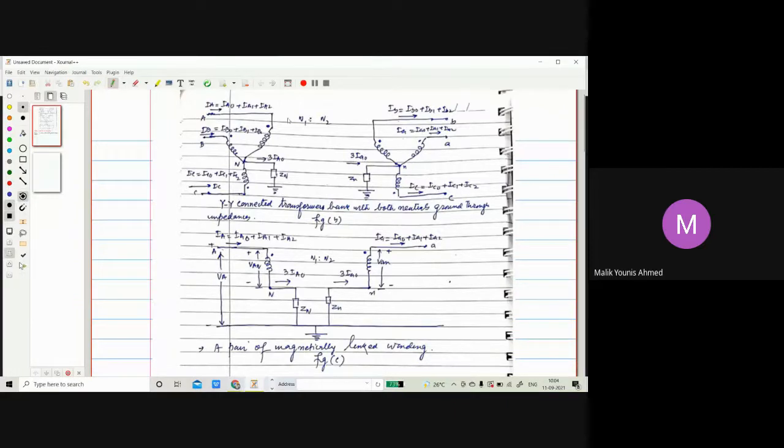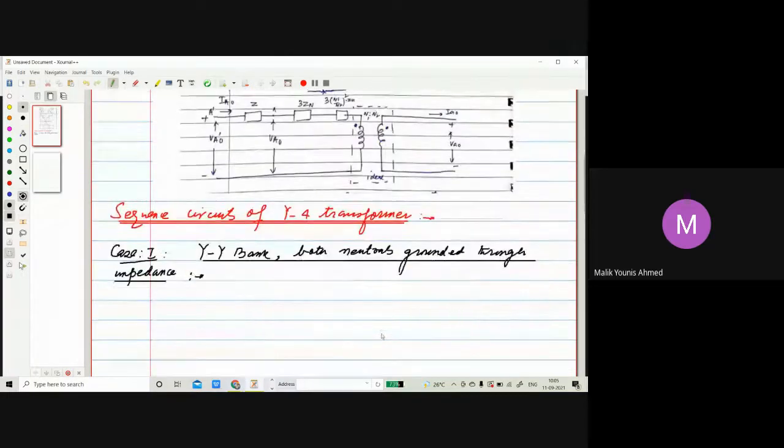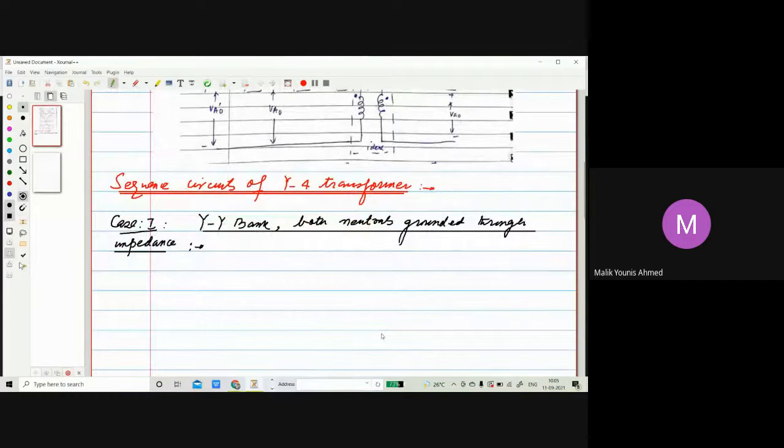This same diagram we can represent as a pair of magnetically linked windings, because they are on the same core. We can draw the HV side like this. This is complete Va, up to the neutral is Vn, then up to ground is Vn, so Va will be equal to Vn plus Vn. Similarly, this will be on the LV side. For the time being, let's talk about this in detail now.